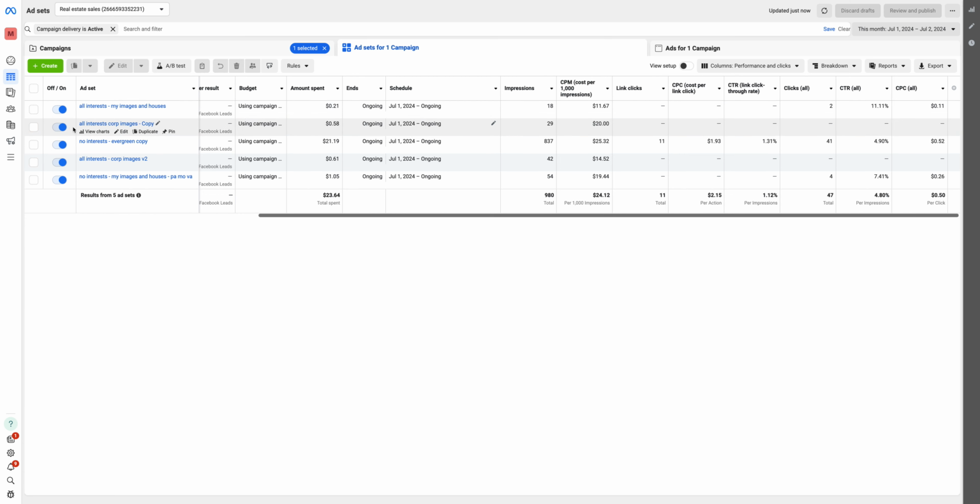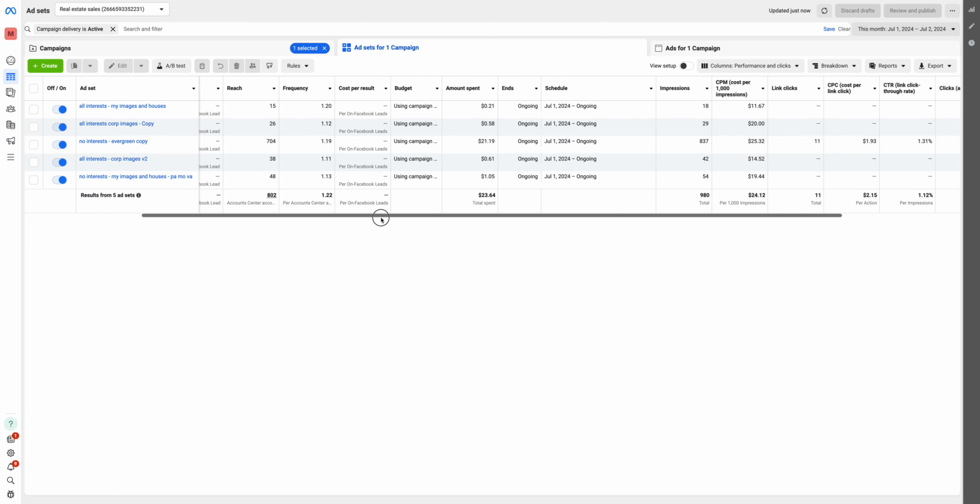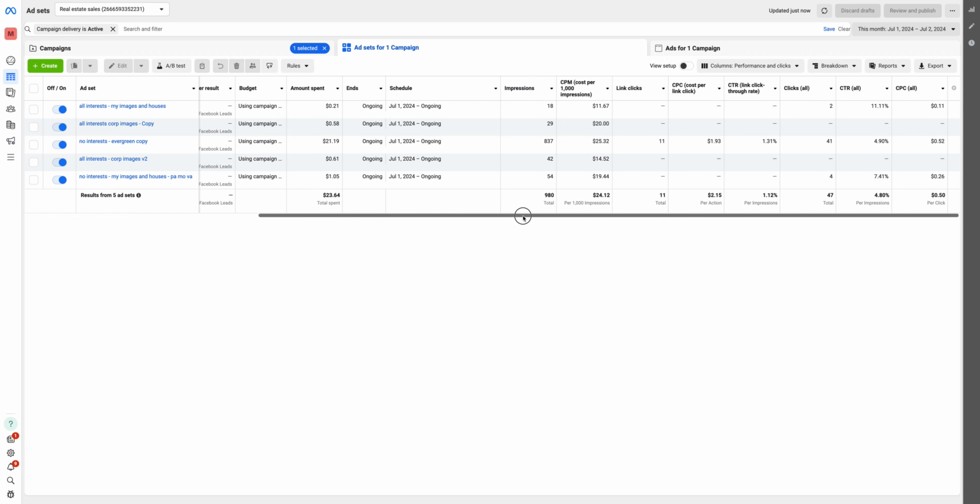So these two ad sets right here, all interests, corp images, Facebook didn't really put much out behind it. And the same one here. So we'll let that sit a little bit longer because it's only been out there a little bit. If we don't get anything by tomorrow, I'd probably turn those ad sets off and focus the energy on these top ones. The top, middle, and bottom ones are having some good click-through rates. 41 clicks on this, not so bad.